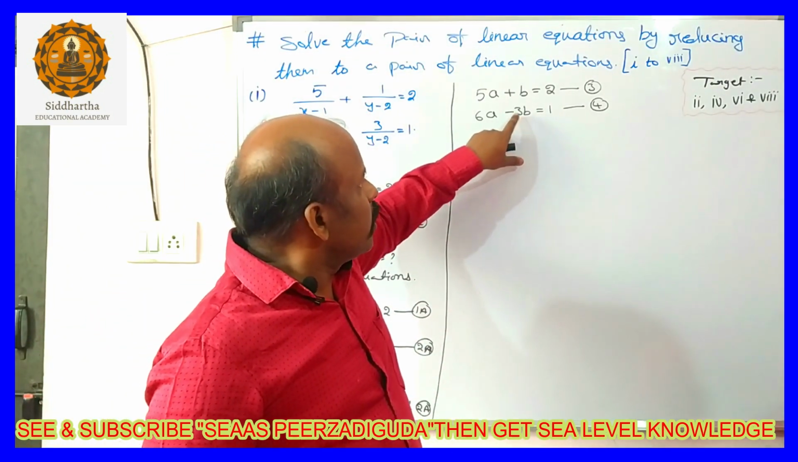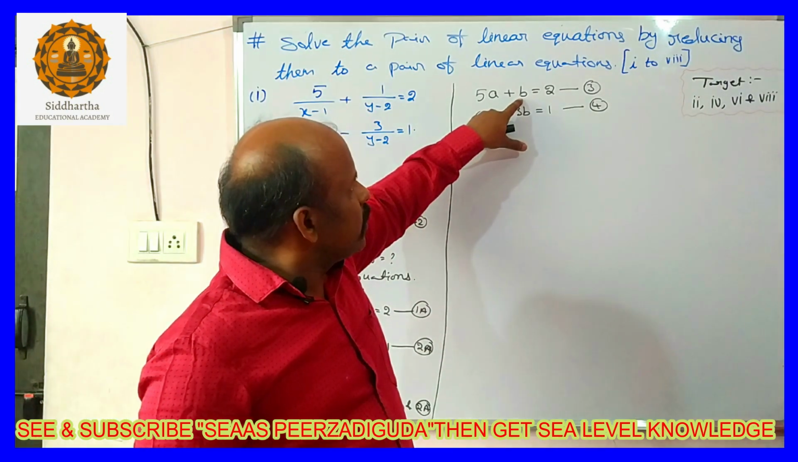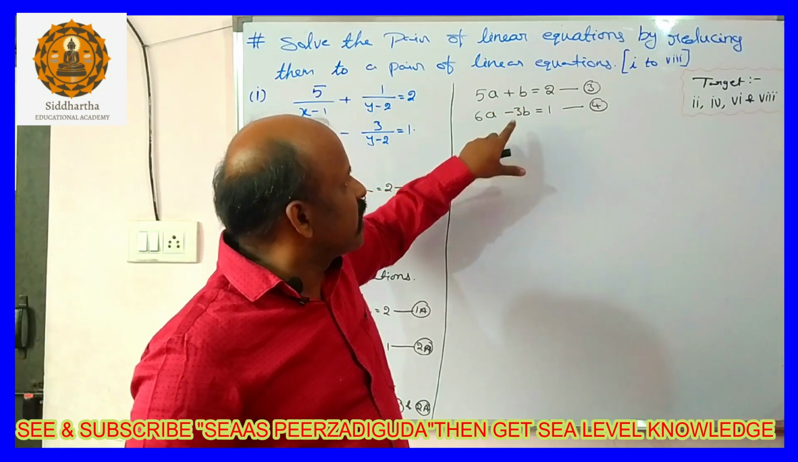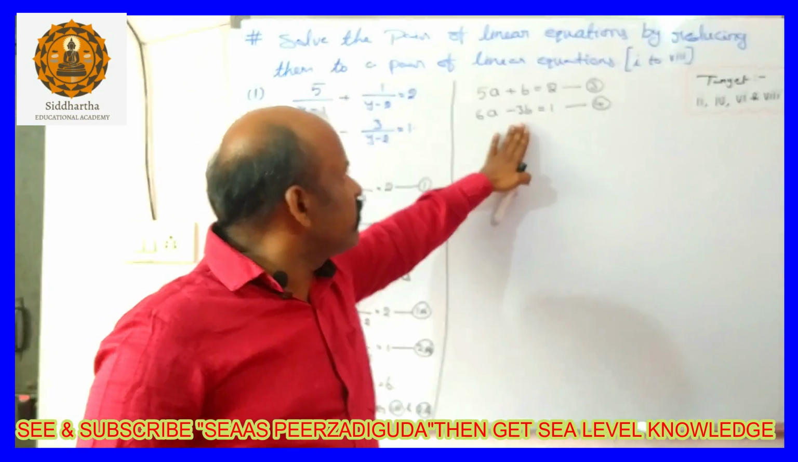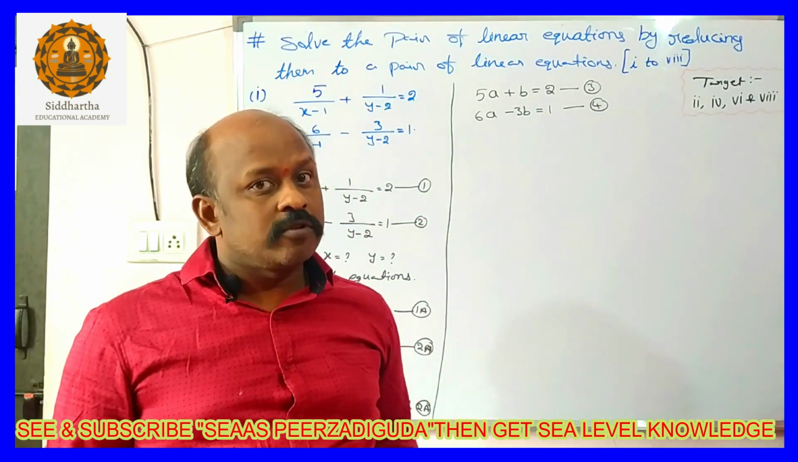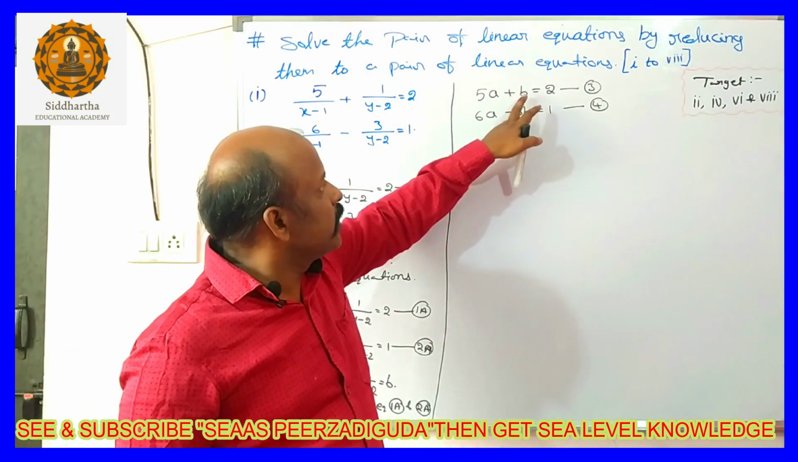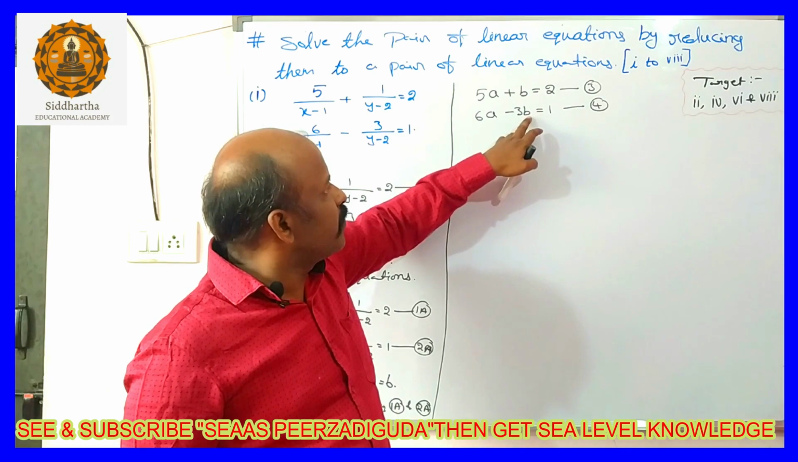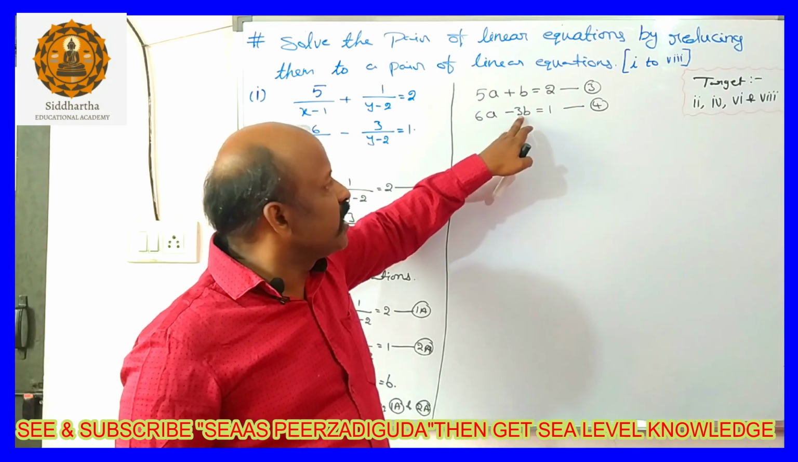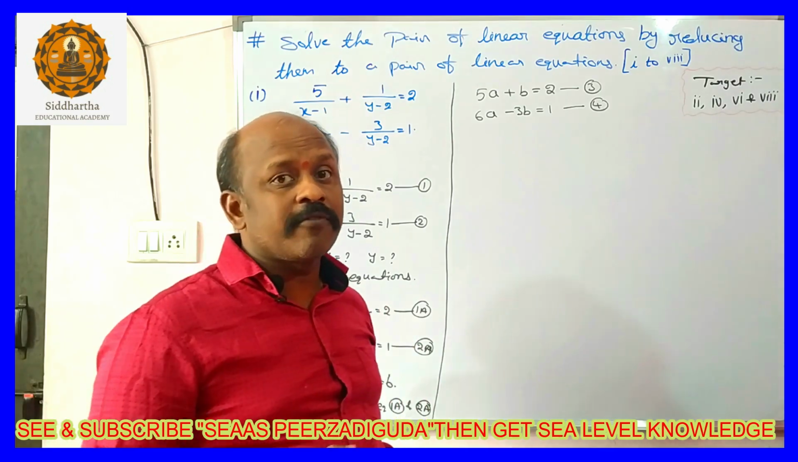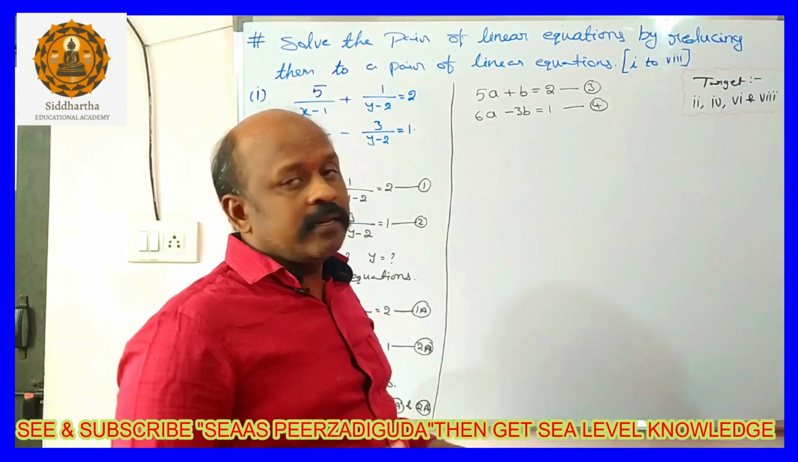Now here b has a plus symbol, and here b has a minus symbol. So by equalizing the coefficients of b, we can do addition. So what I am going to do here: the coefficient of b is 1 and the coefficient of b is 3. For that 1 and 3 I am going to do LCM. What is the LCM of 1 and 3?